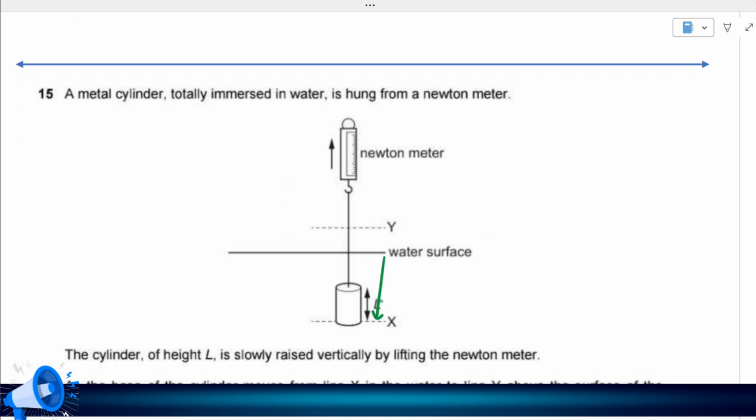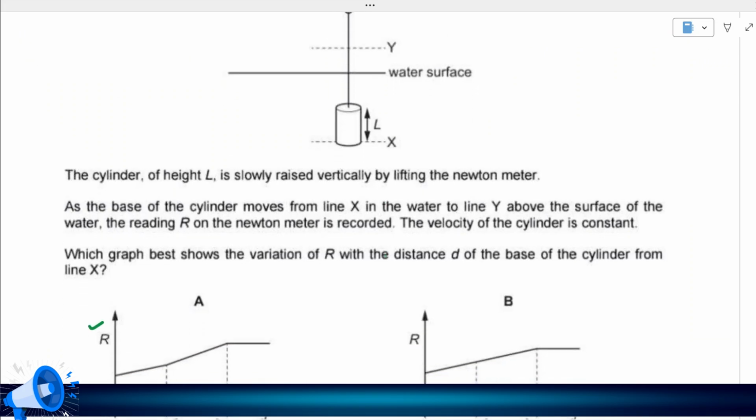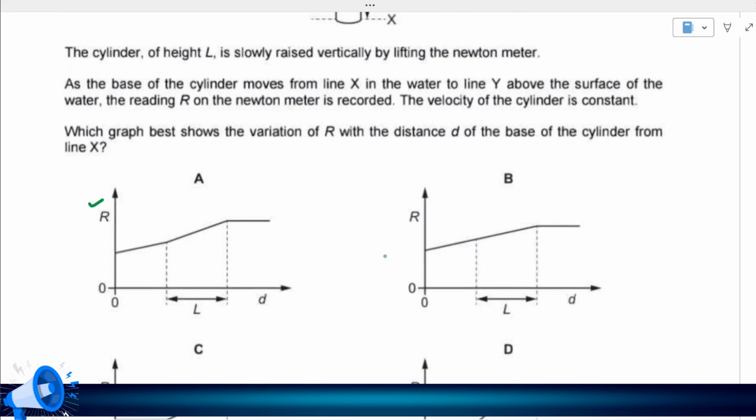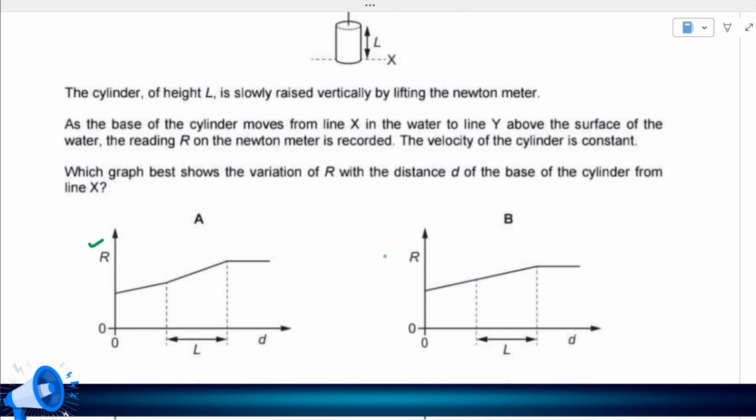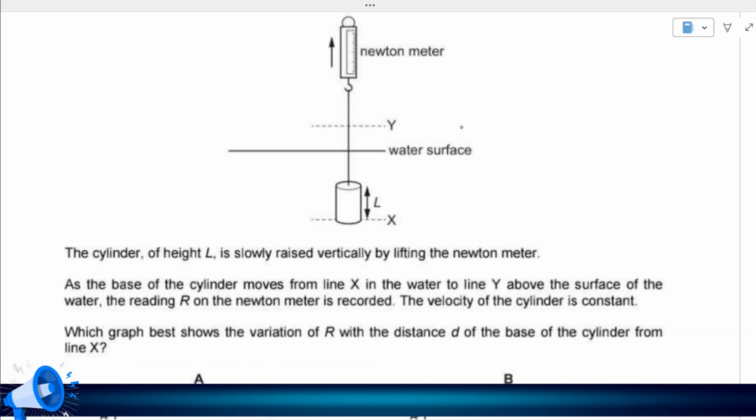So this distance or depth is represented by the symbol D. You can call it H if you want to. And R here represents the reading on the Newton meter. The reading on the Newton meter is represented by the symbol R.